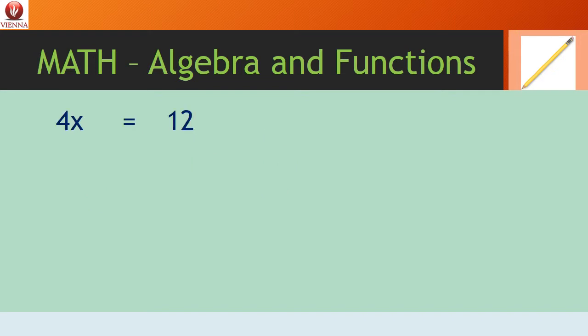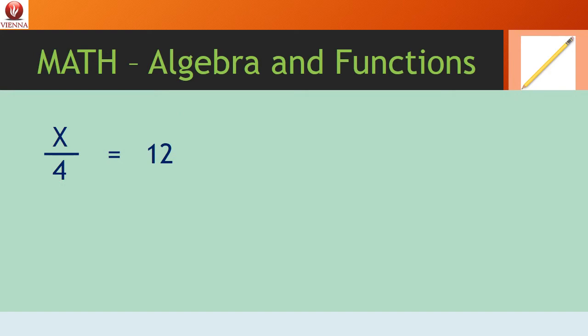Now if you see something like this, 4x equals 12, 4x means 4 times x. So if it's 4 times x and you want to get rid of the 4, you need to divide by 4. And again, do it on both sides of the equal sign. So if you divide each side by 4, 4 over 4 is equal to 1. So you would be left with 1x, which equals x. So those 4's cancel. And x would equal 12 over 4, or 3.